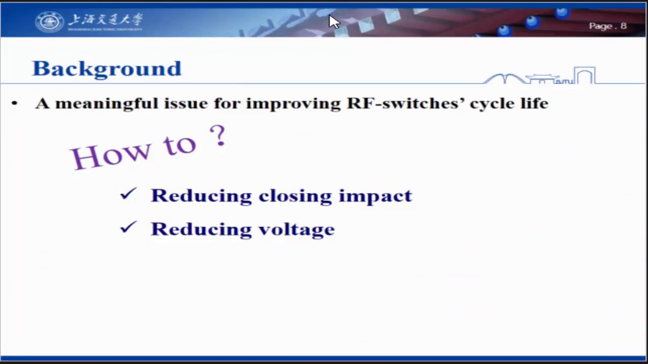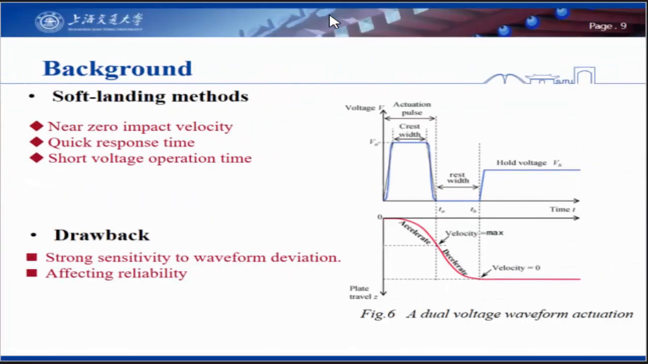Therefore, for high reliability, one of the focused issues is how to reduce driving voltage and suppress impact velocity as far as possible. In view of this question, we proposed an inherent variable stiffness approach to reduce driving voltage and suppress impact velocity. Next, the variable stiffness approach will be presented and shown in figure 7.